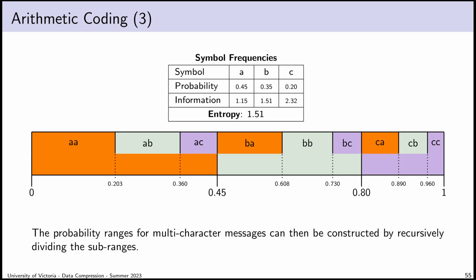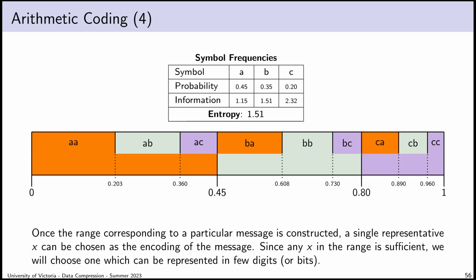And now, if I want to consider messages that are 2 characters, I recursively subdivide. So 45% of the A range goes to AA, 35% goes to AB, and 20% goes to AC. Then I subdivide the interval for B similarly, so 45% of the B's go to BA, 35% go to BB, and 20% go to BC. And of course, I could do this as many levels deep as I want. I could then subdivide the AAs into AAA and AAB and AAC. Once I figure out the range, if I want to encode a message, I figure out which subinterval corresponds to it. So suppose I want to encode the message BC. Well, then I would work out which subinterval corresponds to BC. That would be this subinterval here, 0.73 and 0.8. And I just choose some representative fraction in there to send you.